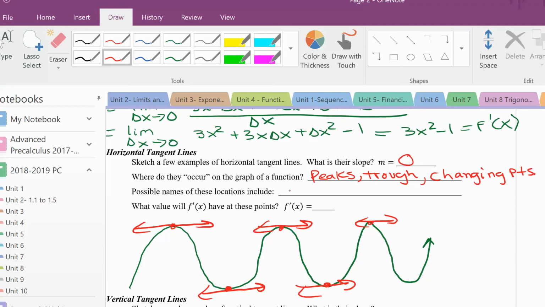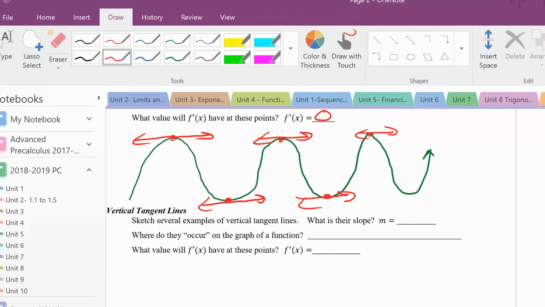Possible locations, you could call them local or relative, depending upon the situation, maximum or minimum values. And what will the value of the derivative be at these points? Well, if the slope is 0, that means f prime of x is 0.